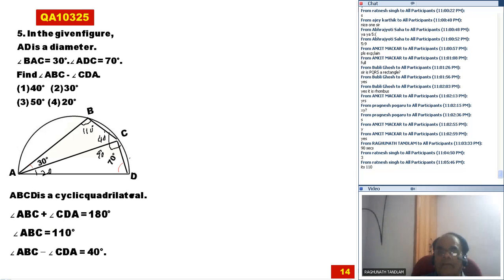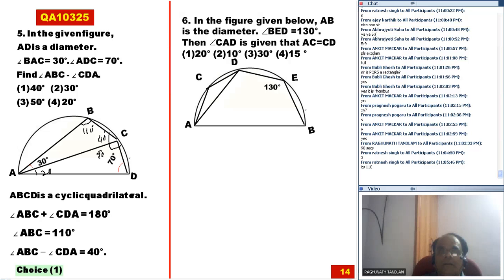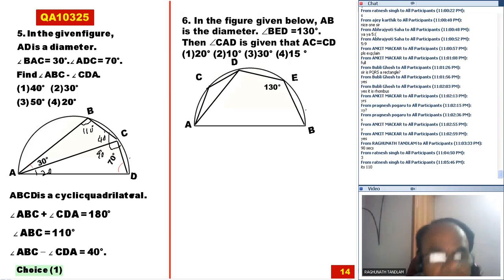Right, next one. Do this question quickly. Same question, do it in 1 minute. Slightly difficult. Do it in 90 seconds. Same 90 seconds. In fact, last time when I wrote CAT, there was a similar question on cyclic quadrilateral.